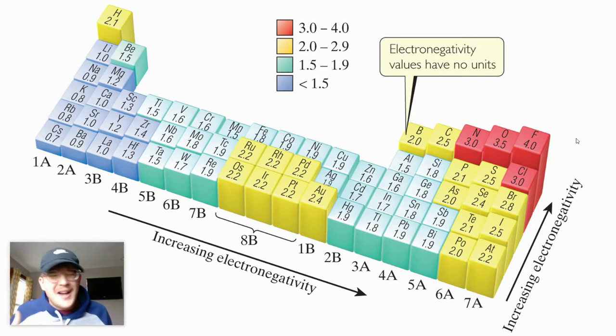Why does fluorine want an electron so badly? Well, it has 7 valence electrons and it's the smallest. What does the smallest have to do with anything? Remember, if it's small, then the electron is going to be closer to its nucleus.